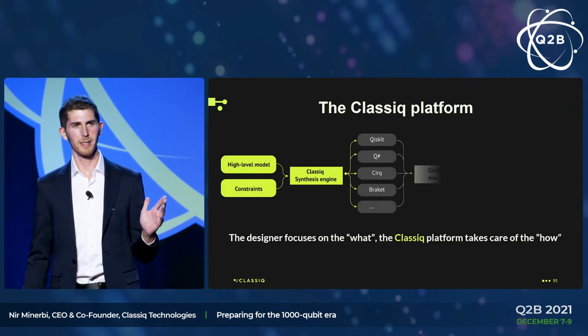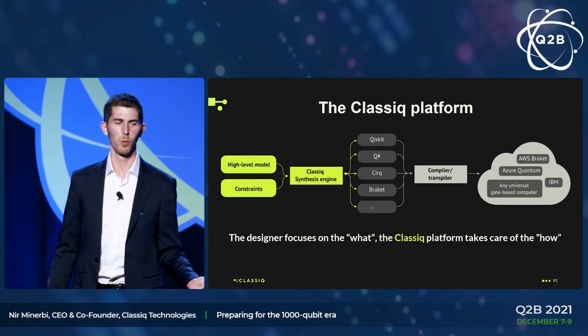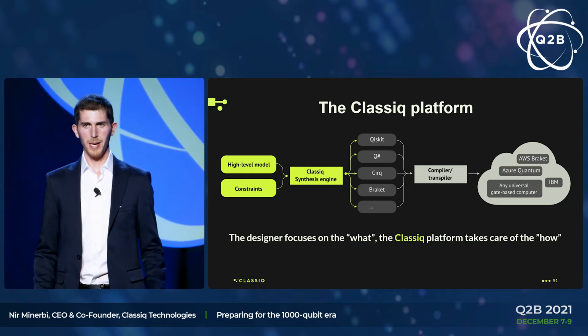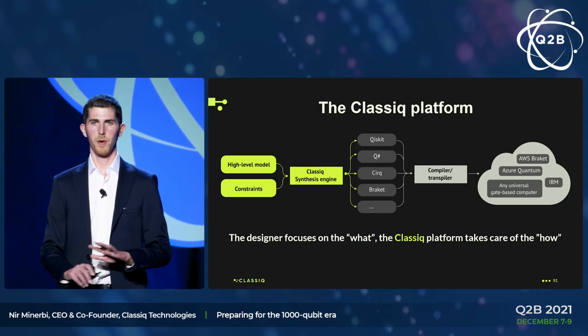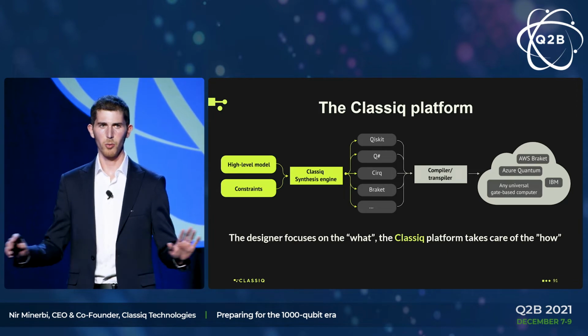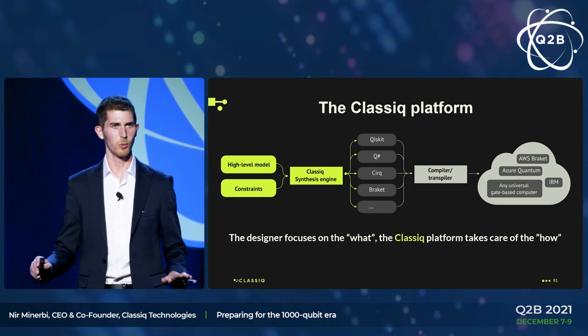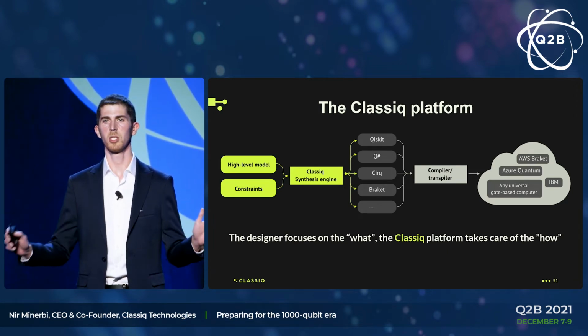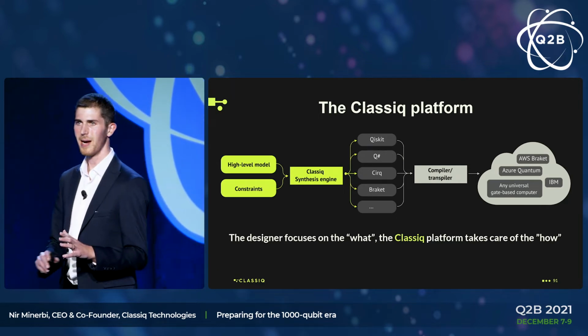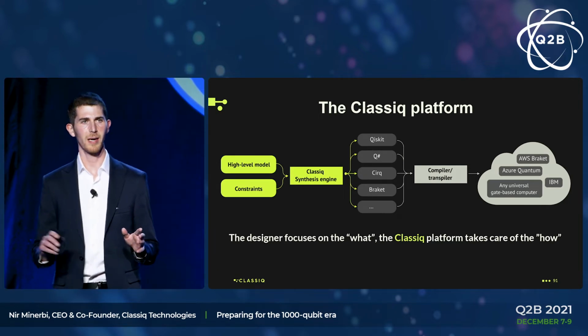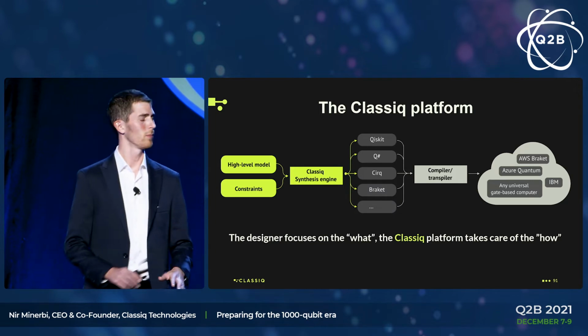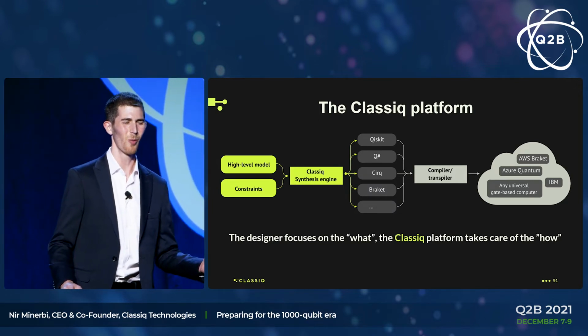Now let's discuss the flow. How does the flow look? You start with a high-level functional model. You forget about hardware. You forget about constraints. You just define what you want to achieve. It could be some complex financial model or designing some specific VQE ansatz or anything like that. You know better than me.